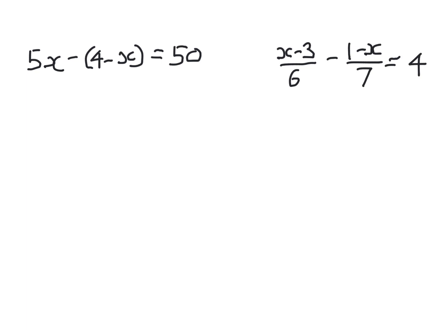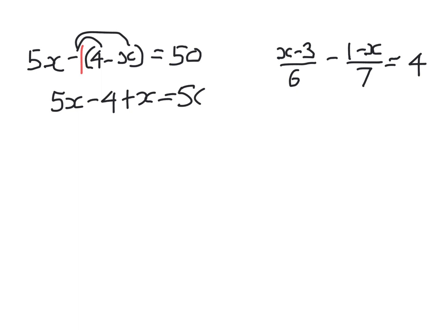The only way I'm going to be able to do that is expand the brackets. So I'm going to leave the 5x alone. Now this negative out the front is the same as if it was a -1 out the front. Mathematicians are lazy and don't always write things if they don't need to be written. So we have -1 times 4 using the distributive law. Now -1 times negative x is positive x.